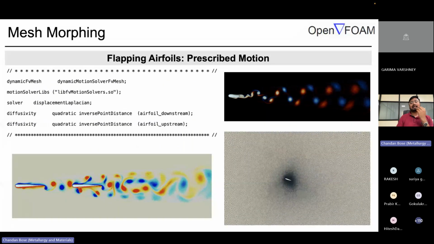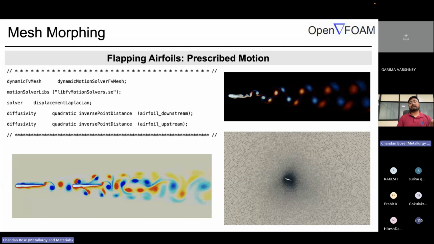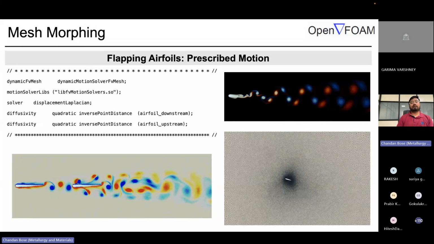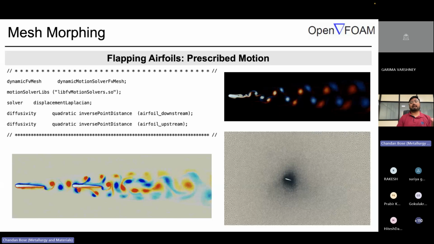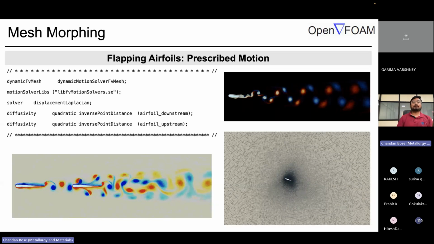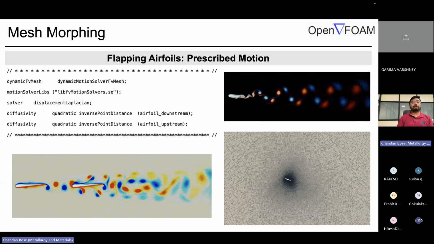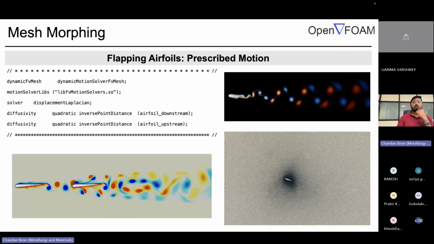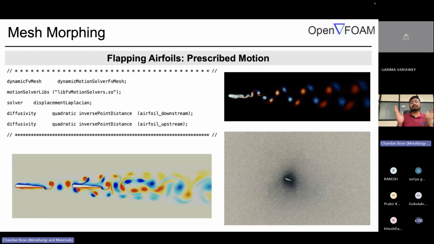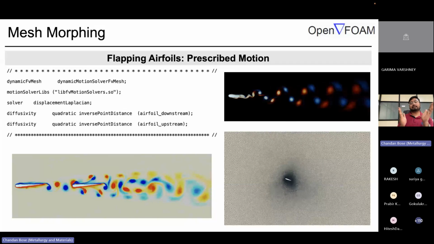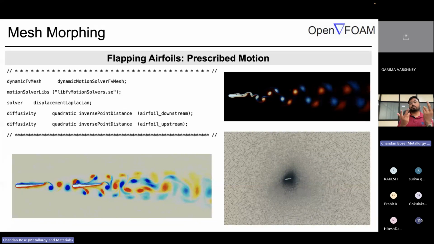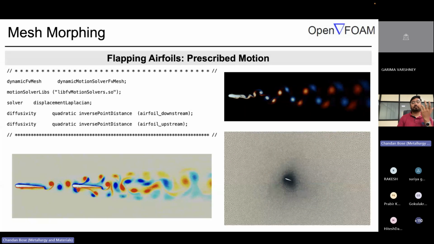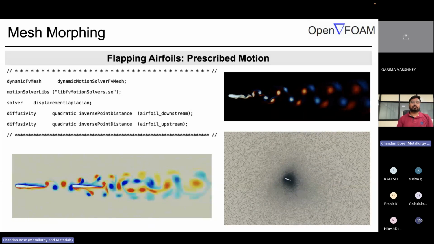Right. So this is another example, which I've already shown you, of a tandem airfoil, where we can define one patch as the airfoil downstream and another as the airfoil upstream, and we have used different types of diffusivity methods. However, if you change the inter-airfoil distance and make it smaller and smaller, at some point your solution may diverge due to the non-orthogonality of the cells.